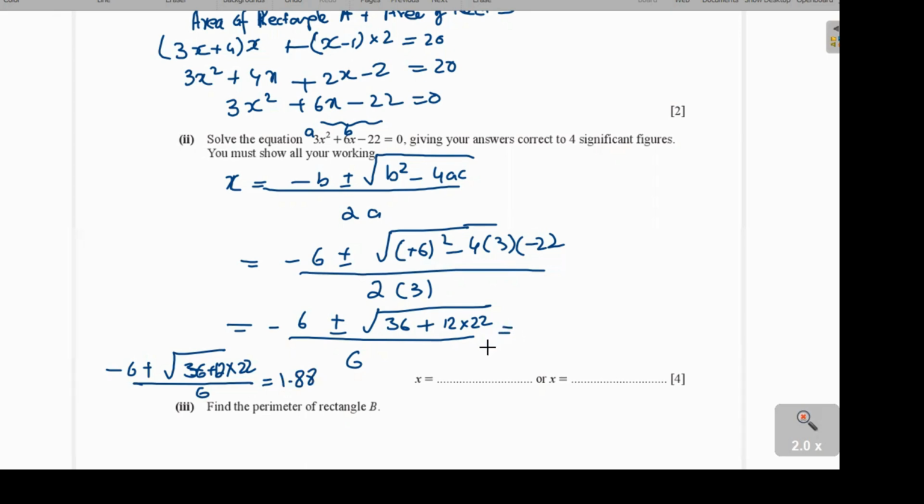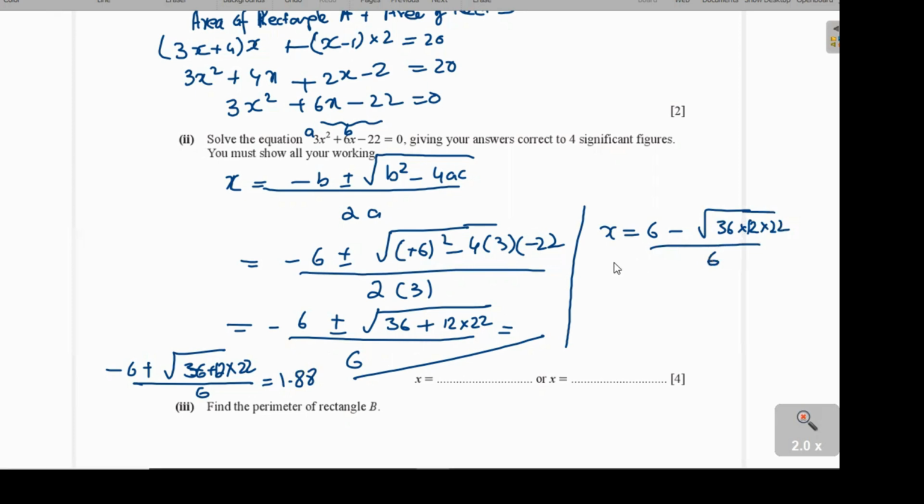And the next value will be minus 6 minus the square root of 36 plus 12 into 22, over 6. Now we calculate it also. You can see here that the value is negative, so put the minus here. Now the answer is minus 3.886. And these are the solutions of this equation.